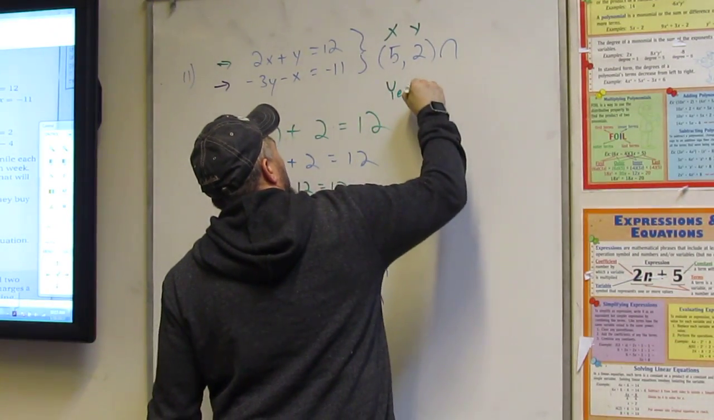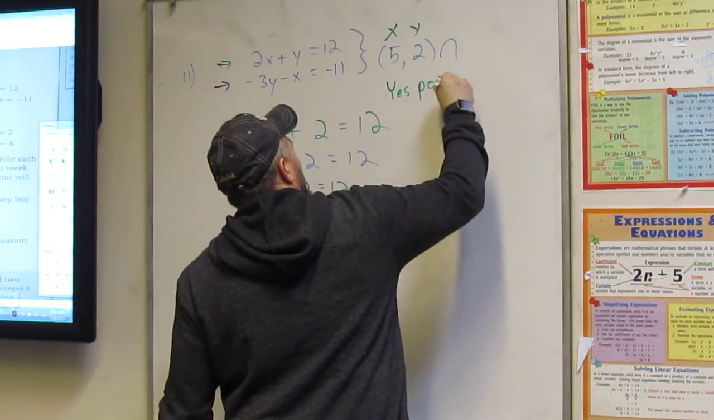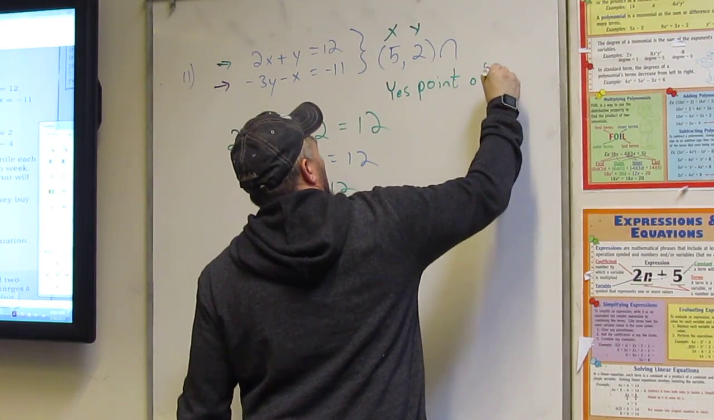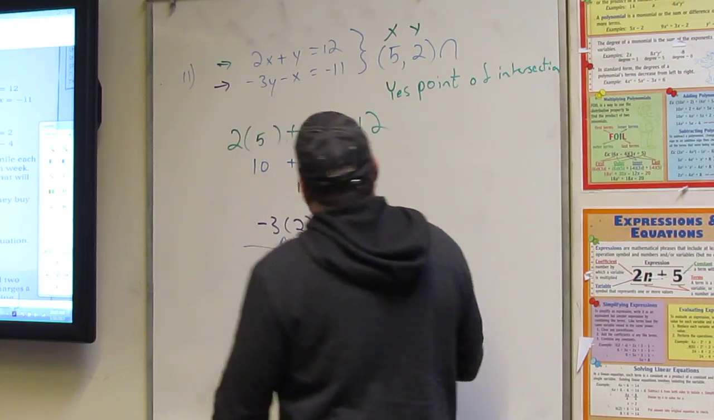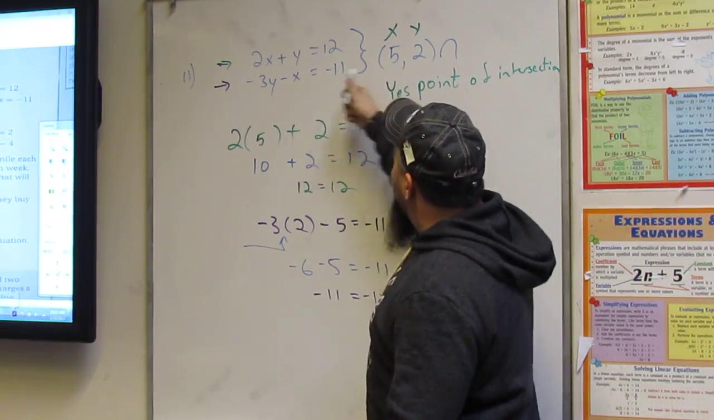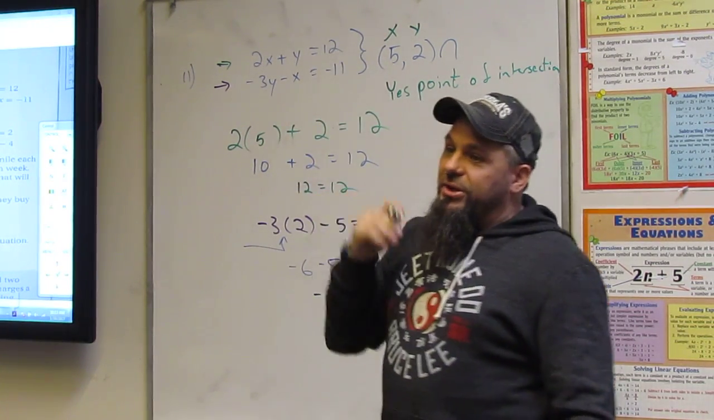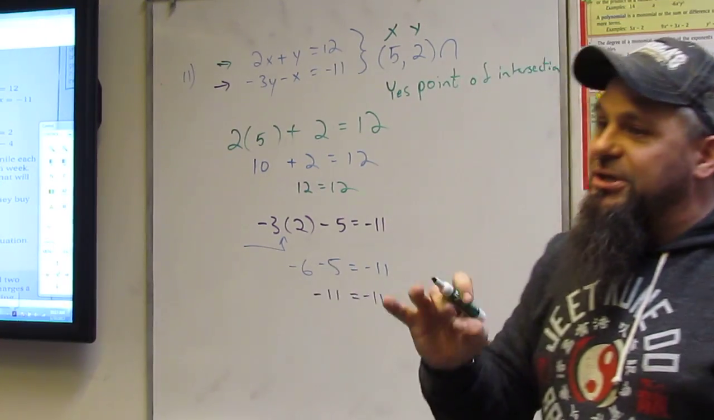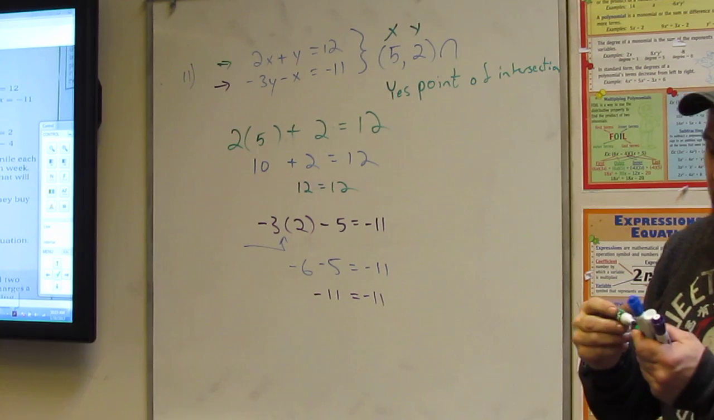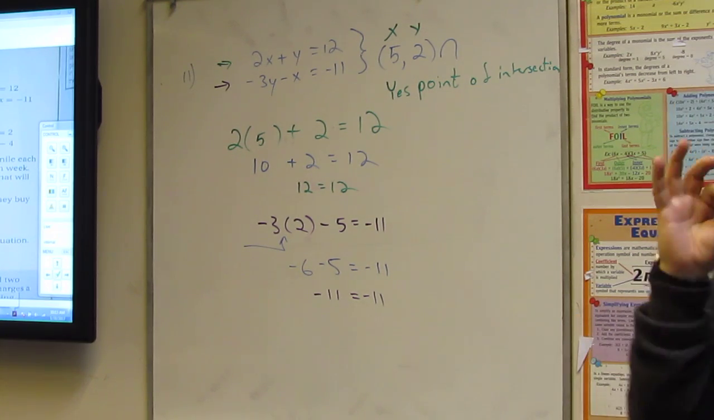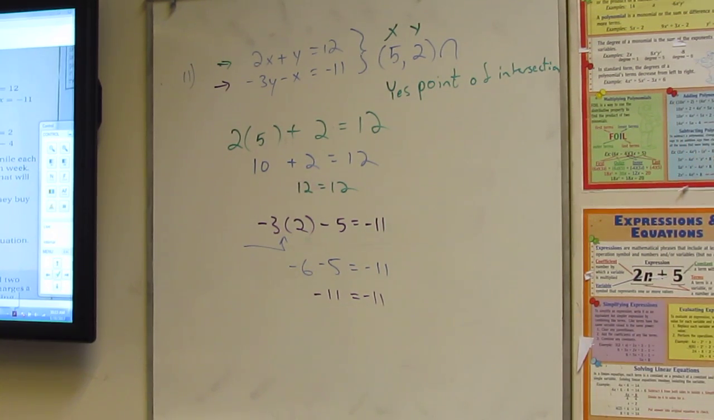Oh, so it doesn't have to be positive 12 like the first one? It doesn't have to be the same. Okay. Yeah. Good question. It just has to work for both equations. For it to be an actual point of intersection, it has to work for both equations. Pretty good? Let's move on.